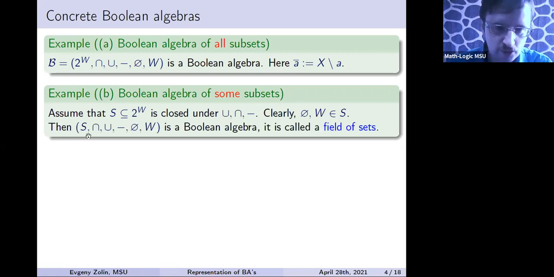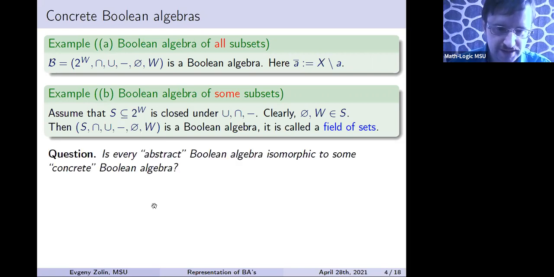Algebras of this form are usually called a field of sets. So this is a wider family of Boolean algebras. The question is, did we cover all kinds of Boolean algebras? Is every Boolean algebra isomorphic to a Boolean algebra of this form?